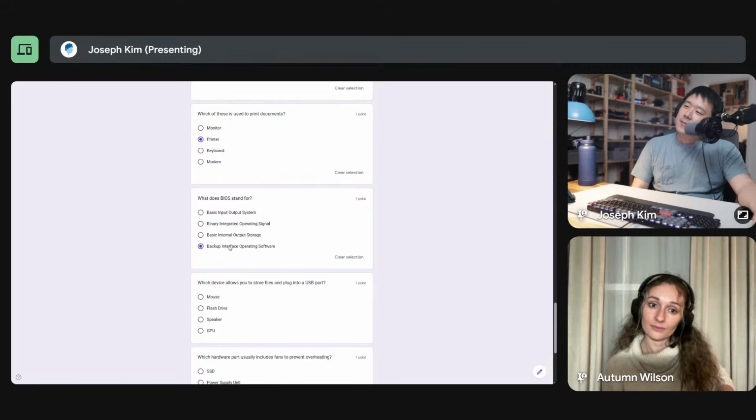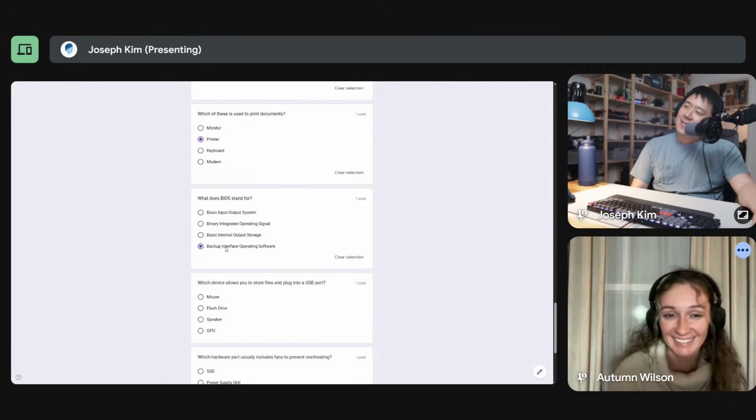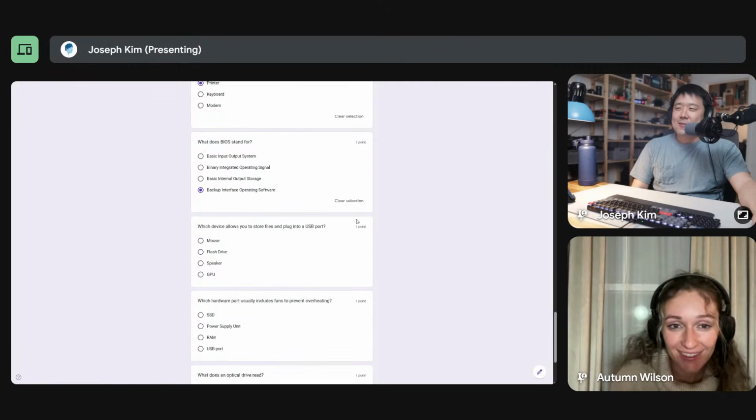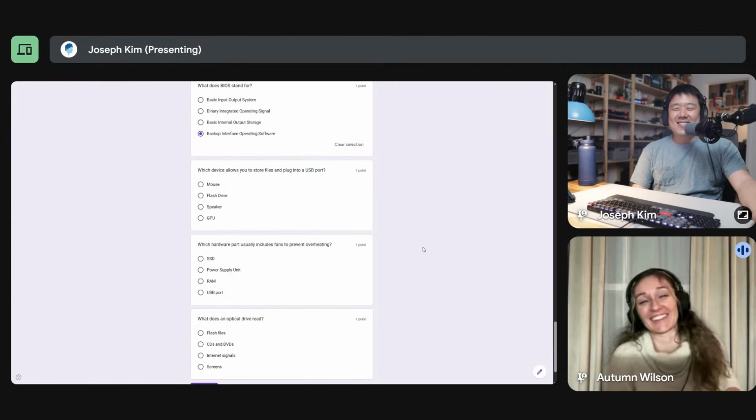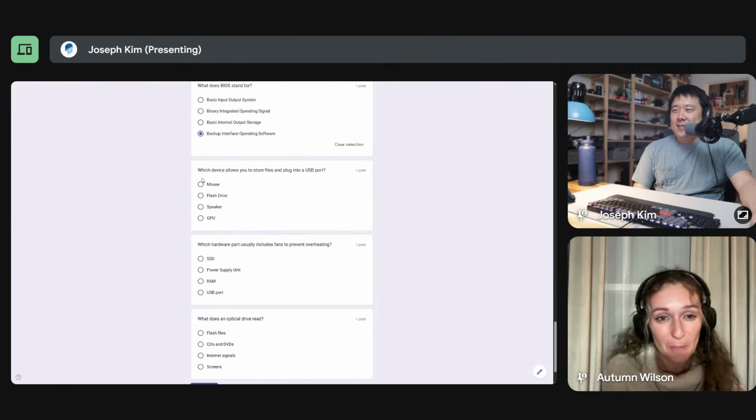It is an interface, so I like that term, but I don't like the term backup. Okay, let's get this one wrong. We're determined. Which device allows you to store files and plug into a USB port?